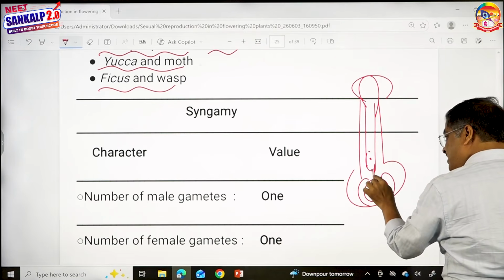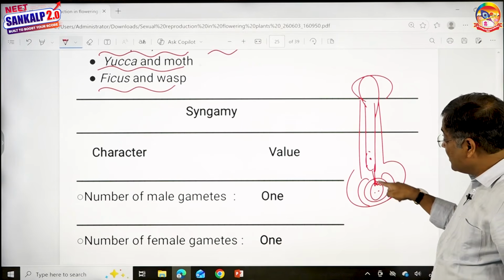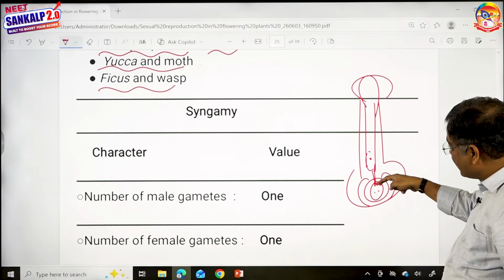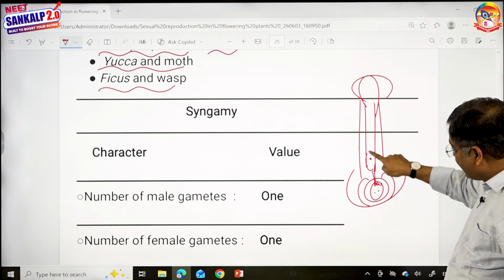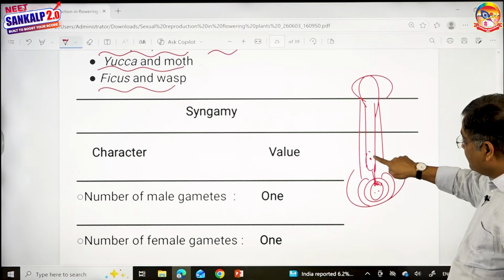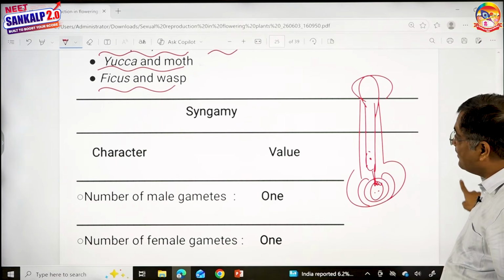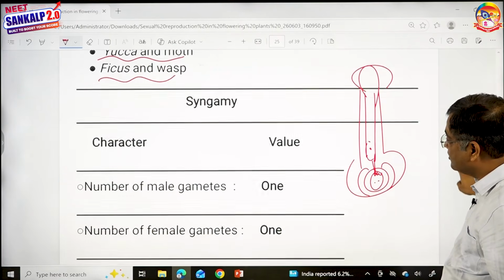The pollen tube enters into the synergid. Why? Because synergids secrete chemicals. The male gametes get liberated. One of them fuses with the egg and the other fuses with these two polar nuclei. The male gamete fusing with the female gamete is said to be syngamy. First I talk about syngamy.